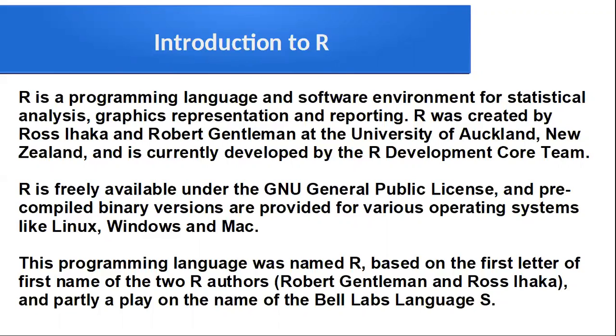R is freely available under the GNU General Public License, and pre-compiled binary versions are provided for various operating systems like Linux, Windows, and Mac. This programming language was named R, finally, which I have discussed already. The language was named R based on the first letter of the first names of the two authors, Robert Gentleman and Ross. It is also partly a play on the name of the Bell Labs language S.